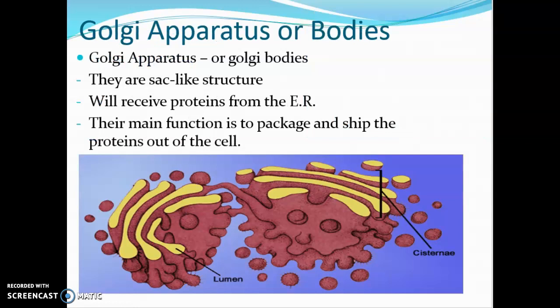The Golgi body is an organelle that's constantly on the go, if you want to think about it that way. Its main function is to package and ship the proteins that are made. You can think about this as a UPS store or your postal service. If you need something packaged up and sent across the country or across the state, the Golgi body serves to package and ship things in and out of the cell.